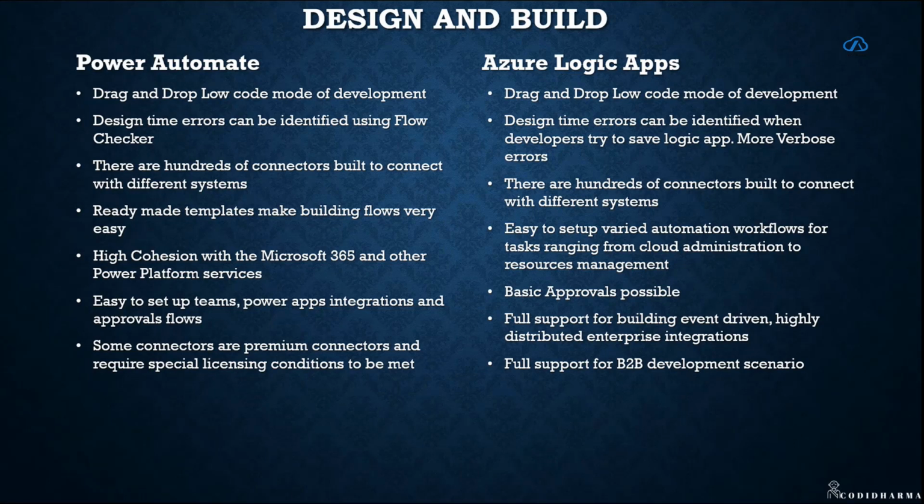Now Power Automate has a high cohesion with Microsoft 365 and other Power Platform services, which basically means that it is very easy to integrate Power Automate with the Microsoft 365 suite of products like Office 365, Teams, To-Do lists. Then Power Platform services like Power Virtual Agents, model-driven apps, Canvas apps, your Dataverse, AI Builder, Power BI, right? All of these reside in the same low-code, no-code paradigm of software development. So integrating with those is very easy using Power Automate.